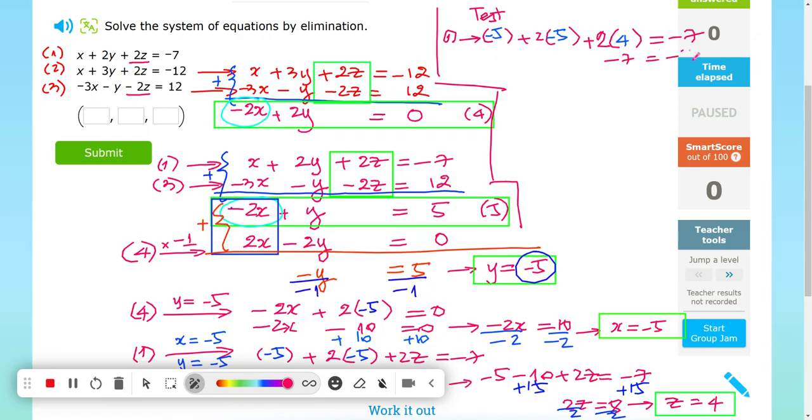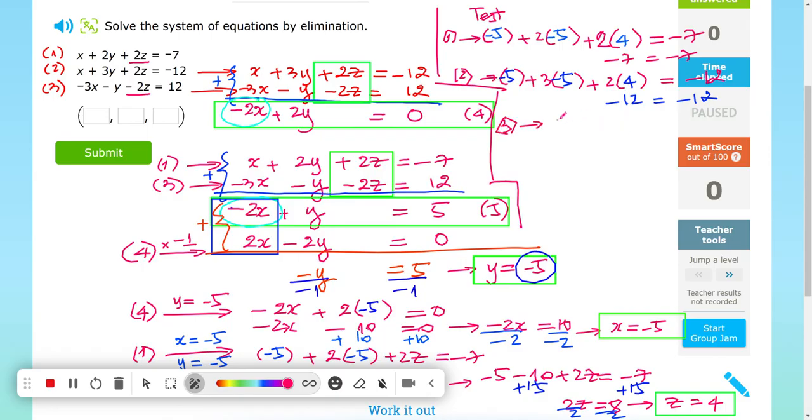Very good. So I've got one equation down. Let's go to equation number 2. Here we go. Equation number 2, I've got x plus 3y plus 2z equals negative 12. X equals negative 5, y equals negative 5, z equals 4. Okay, so I come out over here with negative 20 plus 8, so negative 12 on both sides. Very good. And now the last test, equation number 3.